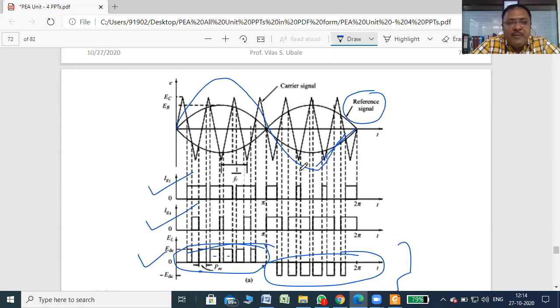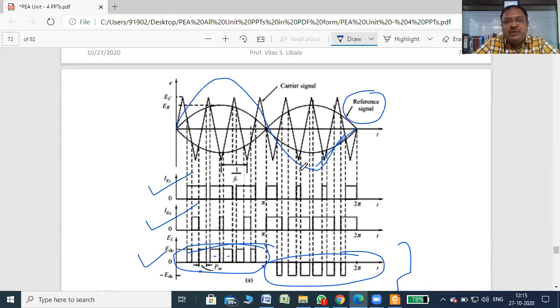So simply by changing the modulating signal or reference signal, the carrier signal is constant. The amplitude of the carrier signal is constant. Even the frequency of the carrier signal is also constant. Here the frequency of the reference signal is also constant. Simply the amplitude, that is called fm, or you can say M. Vc and Vm.